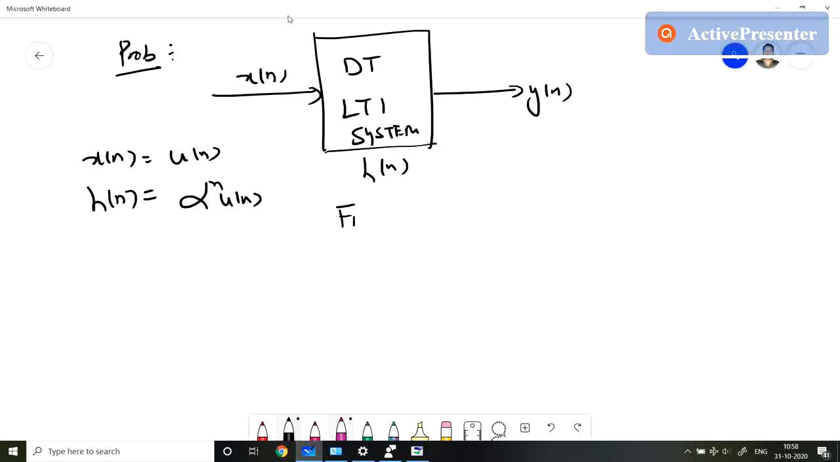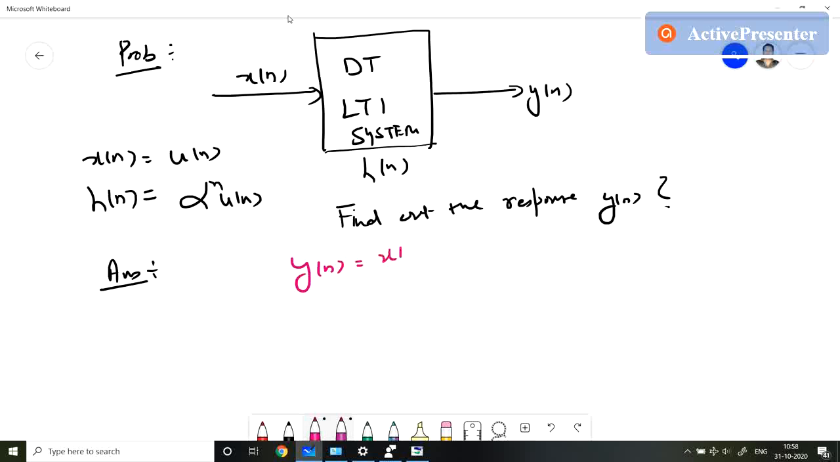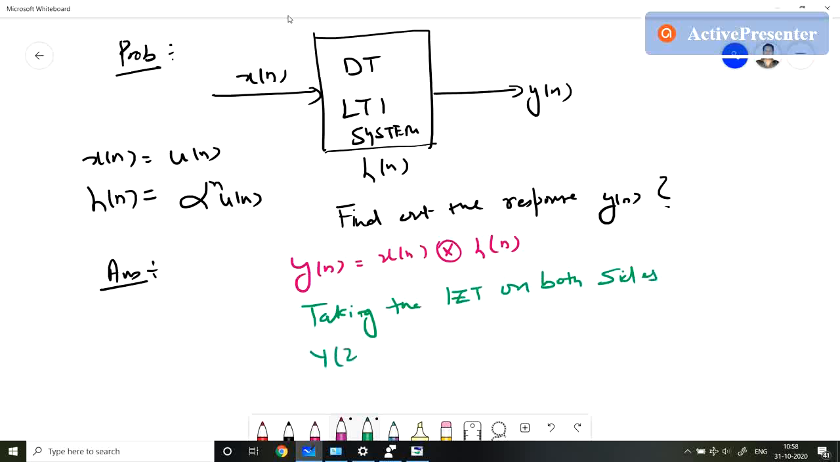Now we need to find the response y[n]. So y[n] equals x[n] convolution with h[n]. Now taking the Z transform on both sides, we get Y(z) equals X(z) into H(z). That is, Y(z) equals X(z) multiplied by H(z).